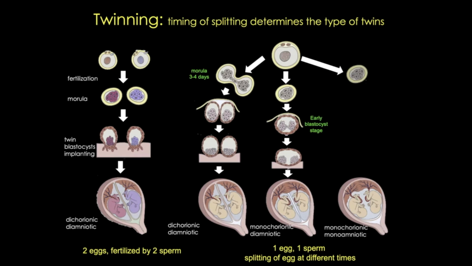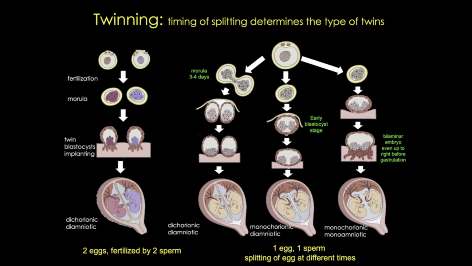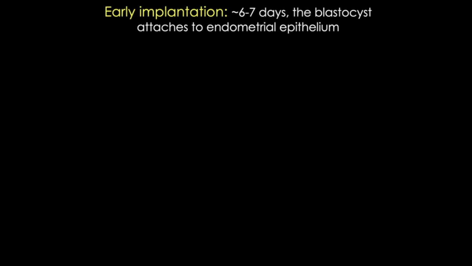To get this result, a single blastocyst implants, and the embryoblast splits after implantation, sometimes right up to gastrulation. So at day 6, we have a blastocyst with its embryoblast and trophoblast. It's traveled down the oviduct to the uterus, it's hatched from the zona pellucida, and now it's ready to implant in the uterine endometrium, or decidua, where it can grow and be nourished. So let's review how that happens.